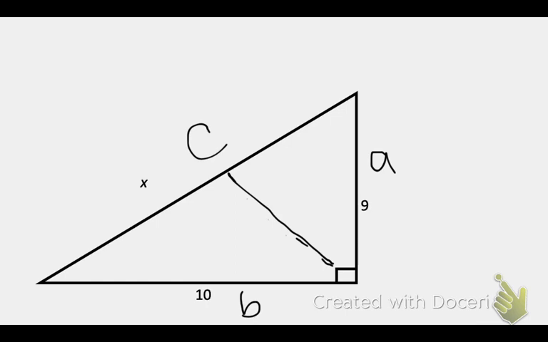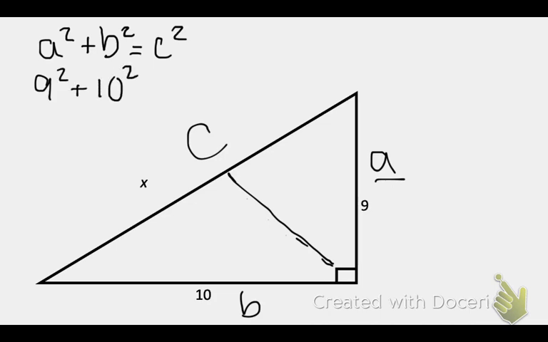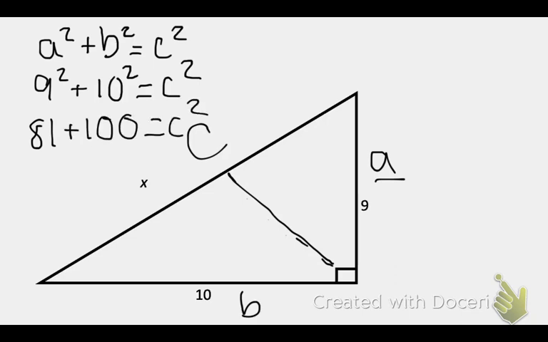Then I take my formula and I solve. So I have a squared plus b squared equals c squared as the formula. And I substitute in what I know. So A is 9, so 9 squared, plus b, which is 10 squared, equals c squared. All right? You should know that 9 squared is 81, and 10 squared is 100. Then I add 81 and 100 together to get 181 equals c squared.